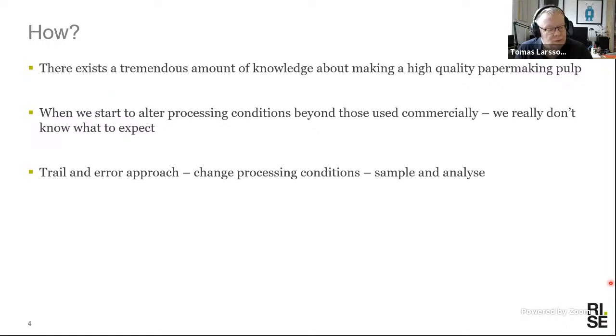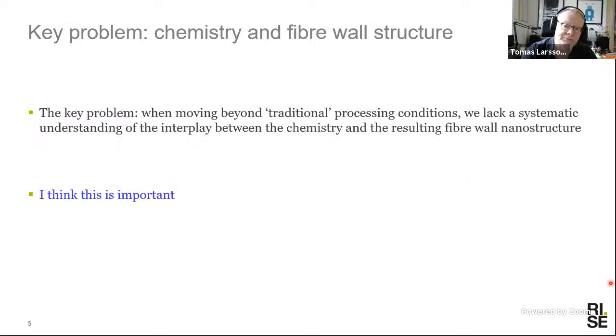So the first attempt we did, which I'm going to talk about, is basically a trial and error approach. And the trial and error approach is that, well, you decide on a target, what kind of properties you would like, and then you start to change processing conditions in different processing steps, and you sample and analyze. And you try to judge whether, by changing processing conditions, you are moving towards the goal or away from it.